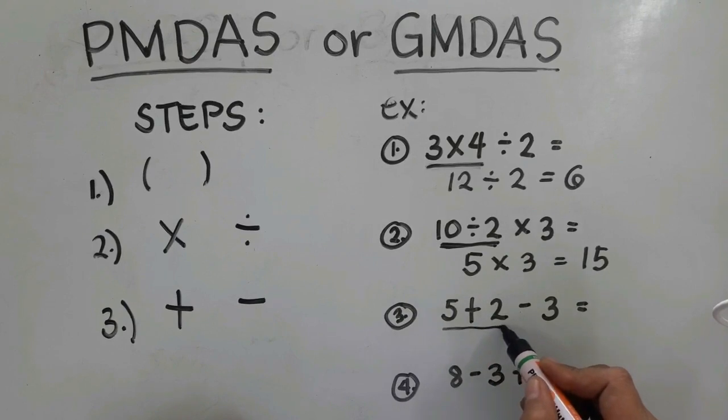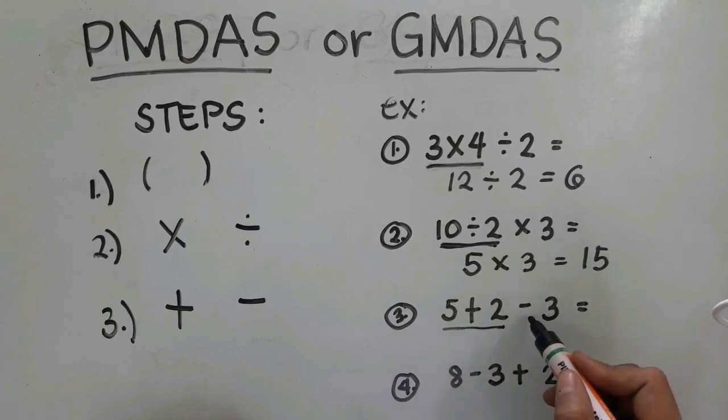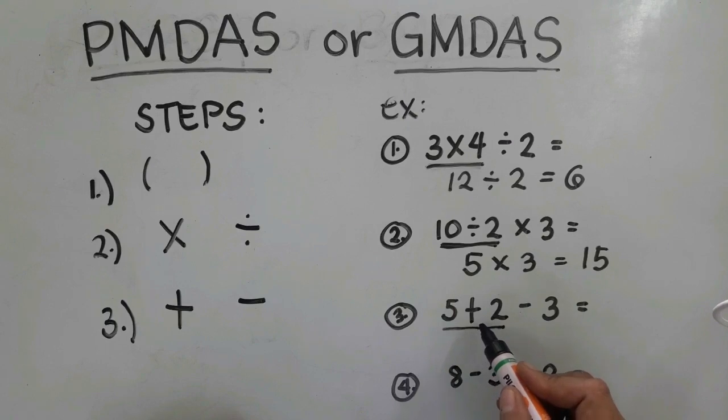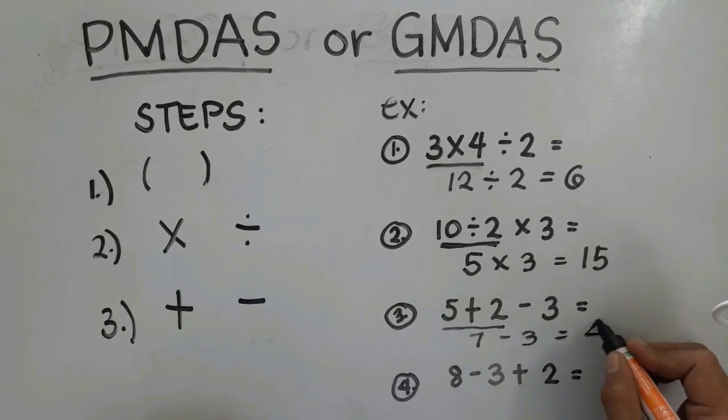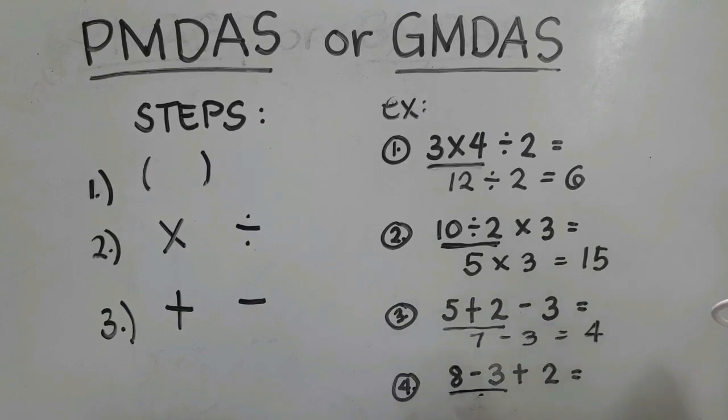Addition comes first before subtraction. So therefore, we are going to add first. 5 plus 2 equals 7. Then minus 3, so the answer is 4. For our example number 4, subtraction comes first before addition. So we are going to subtract first before we add. 8 minus 3 is 5. Then plus 2, so the answer is 7.